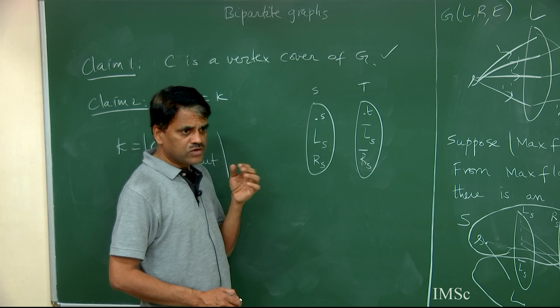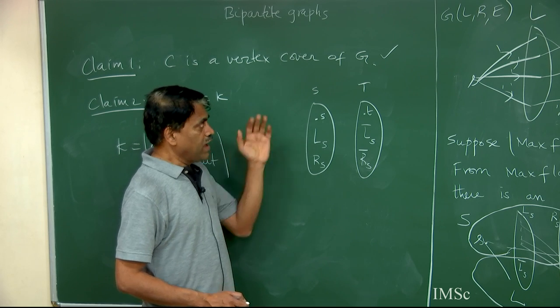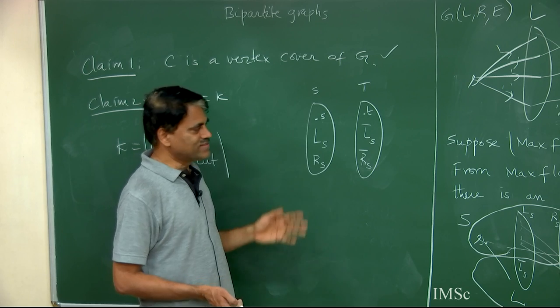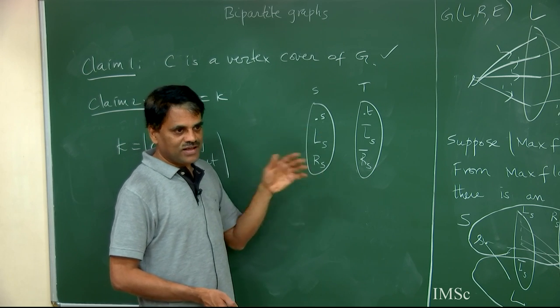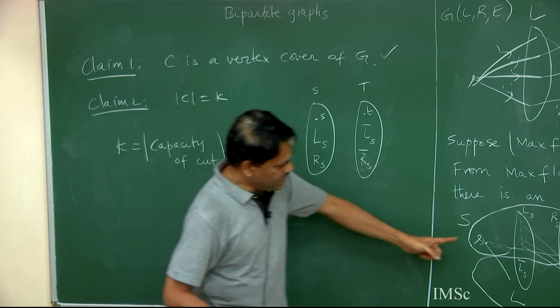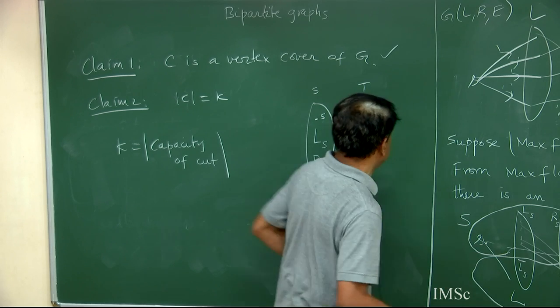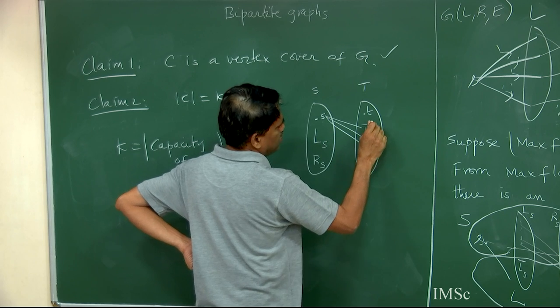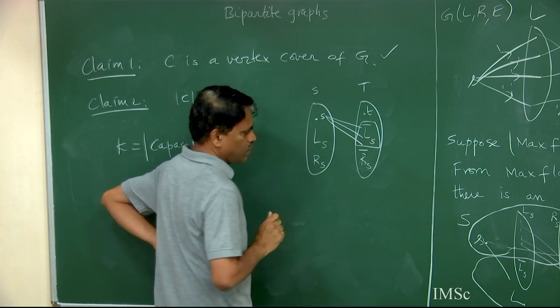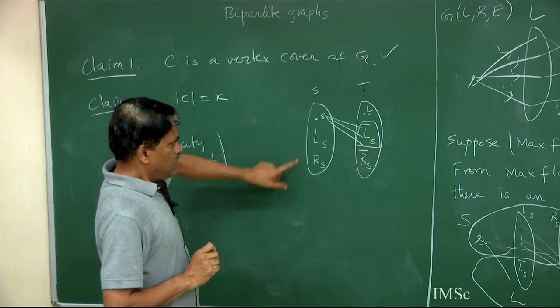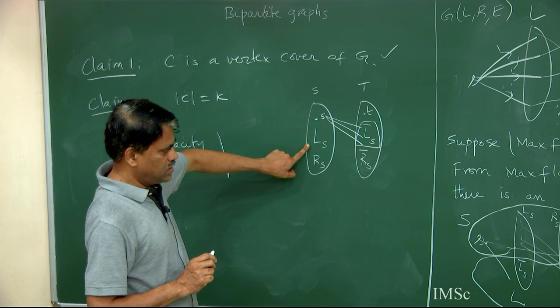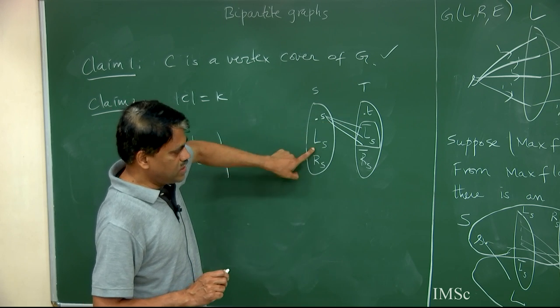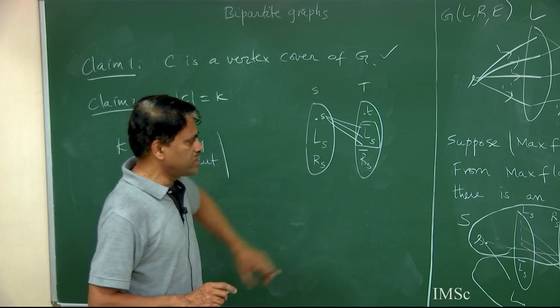S to T, no, there are no edges. Yeah, capital S to capital T, I agree, yes. But tell me in which sets? S to LS bar, right? Because S to LS bar, remember for every vertex here, there is an edge with capacity 1. Okay? From LS, there is nothing to T, there is nothing to LS bar, but LS to RS bar, there are edges.